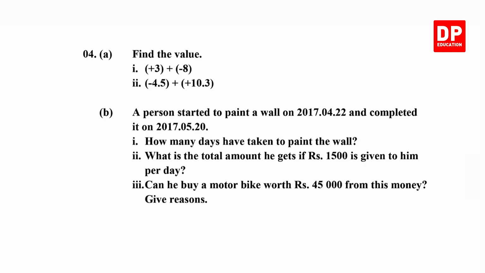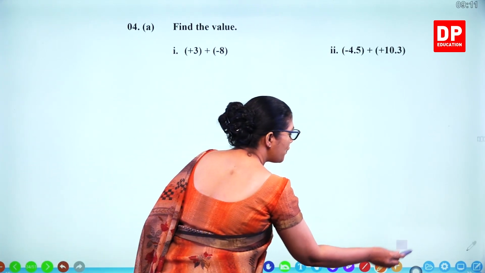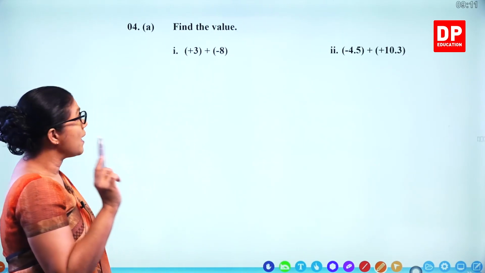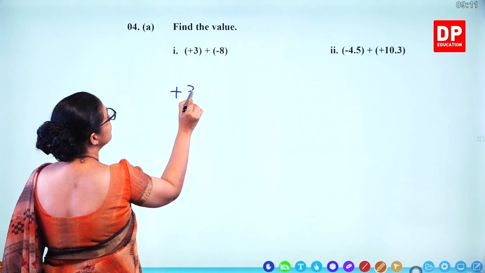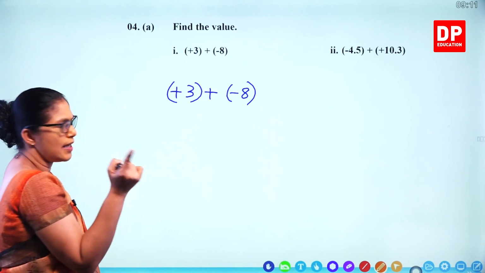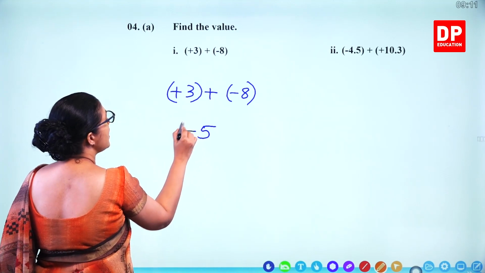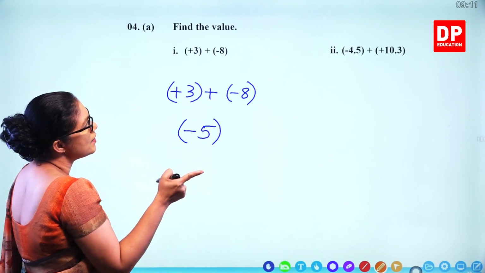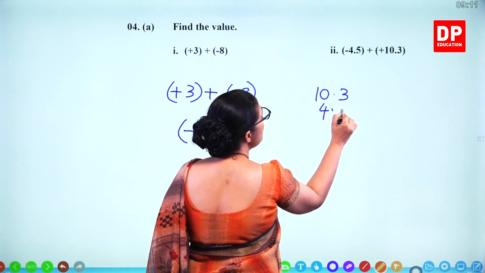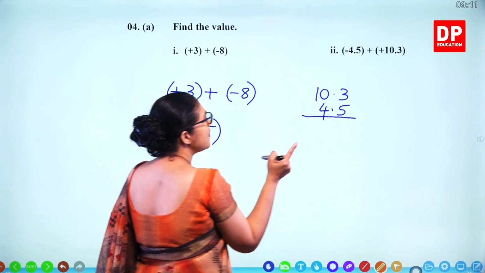Question number 4. Directed numbers are there. Find the value. So both are positive numbers. Plus 3, both are not positive. Plus 3 and minus 8. 1 is positive, 1 is negative. So we take the difference. 8 and 3 difference is 5 and put the sign of the bigger number. So that's minus 5. 1 is positive, 1 is negative. Take the difference. If both are the same, you take addition.